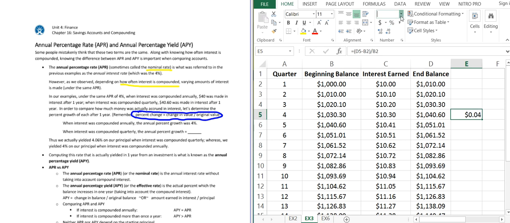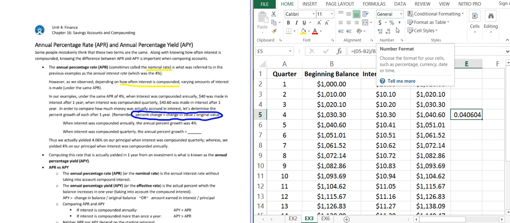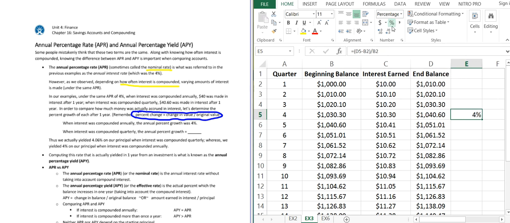Oh, I don't love that, let's go back to general on that. Don't want that to look like currency. But let's make that into a percent and tack on a couple of decimal places. So what we just saw here is that when interest was compounded quarterly, I actually made 4.06%. So 4.06% is what I actually yielded.